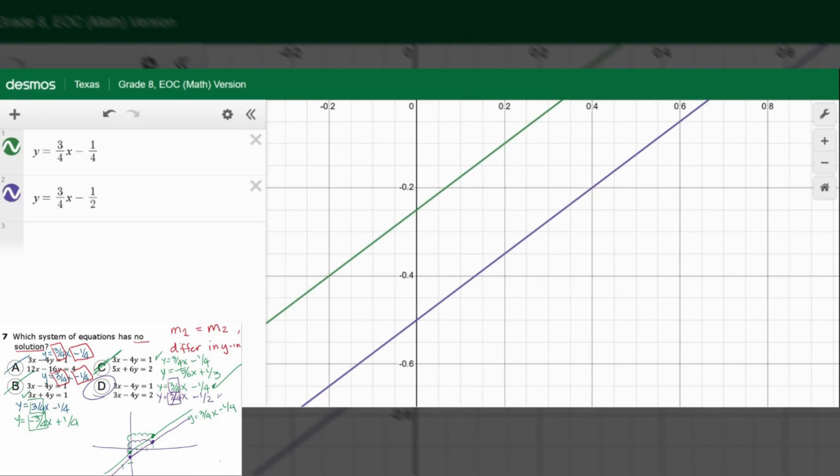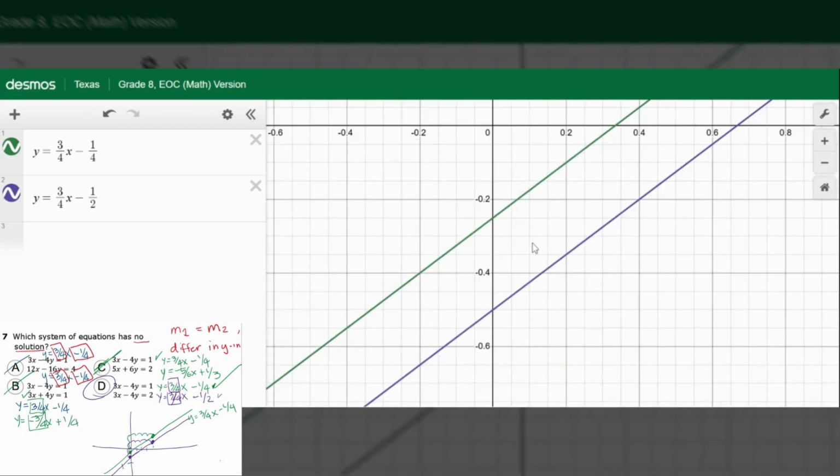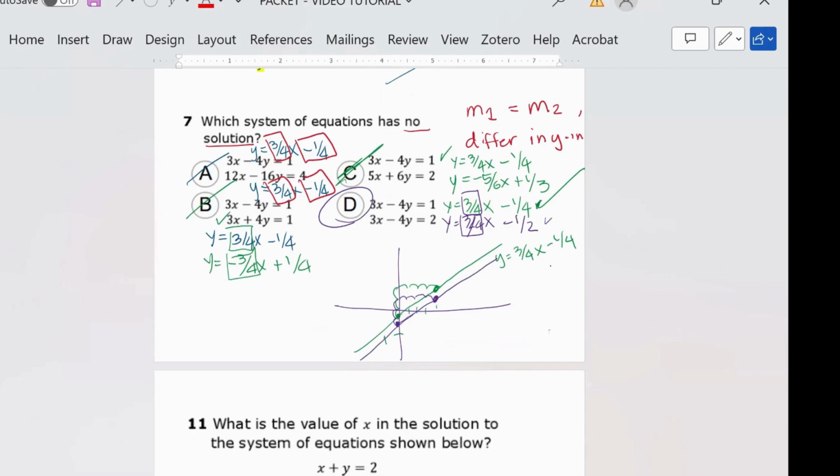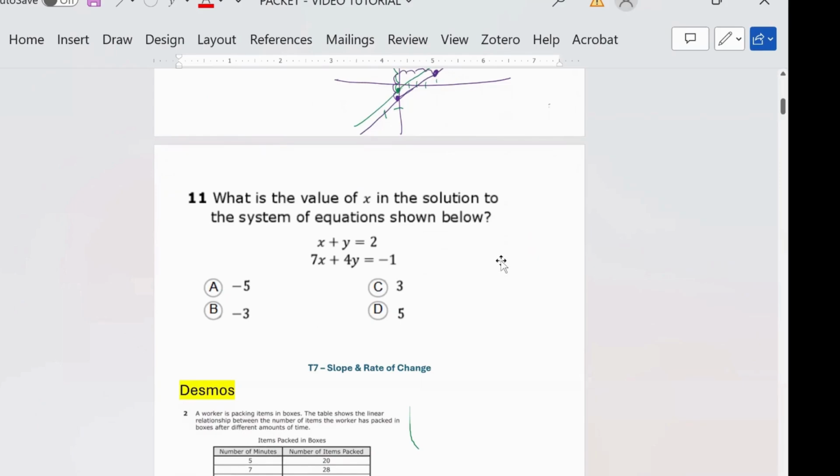So they don't intersect. Even if you scroll up and down, they don't intersect. So there's no intersection. This is like parallel lines. Okay, good. Now, next question. Let's do the last question that we use solving for y. Here we go, question number 11. What is the value of x in the solution to the system of equations shown below? Is it A, B, or C?